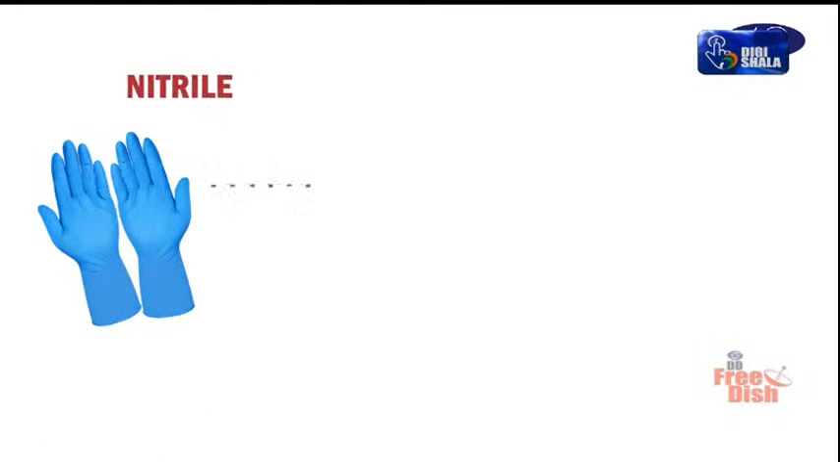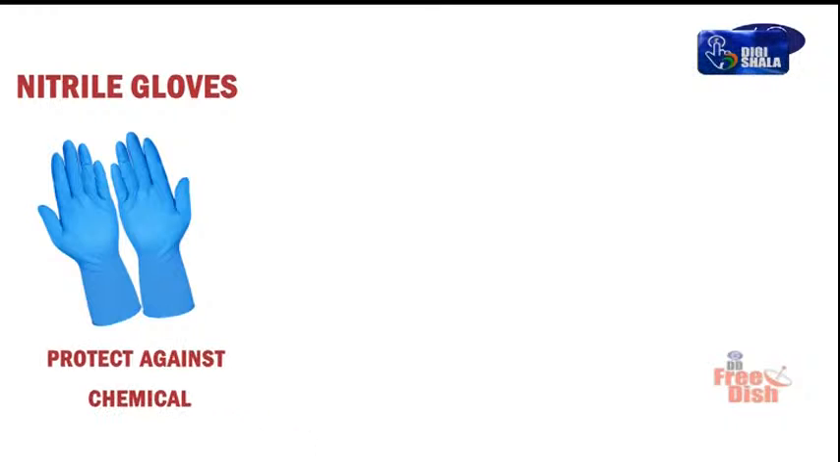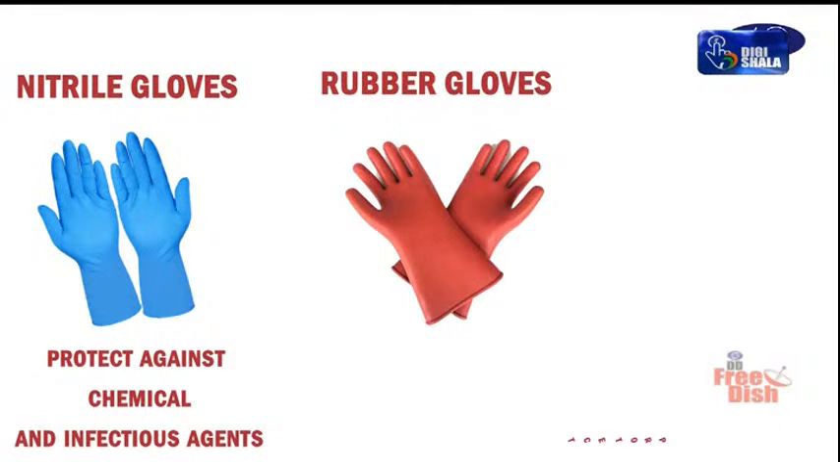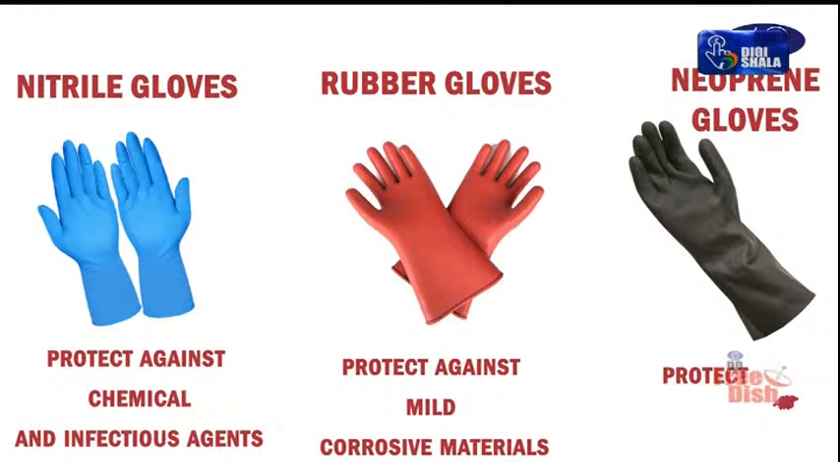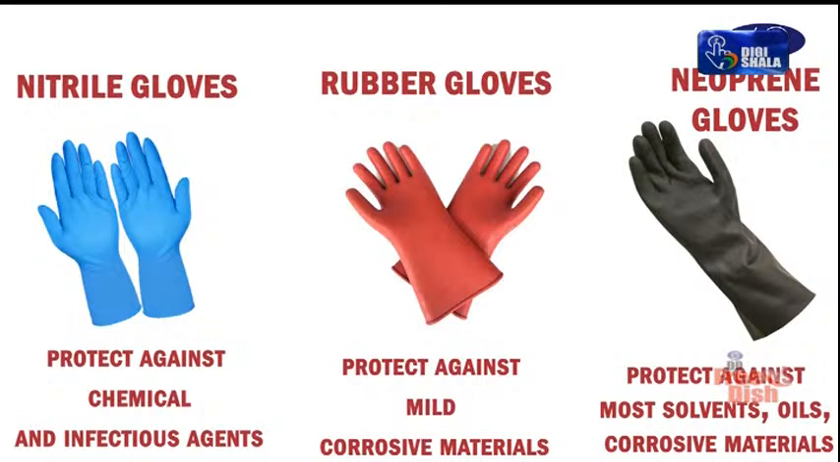For example, nitrile gloves protect against most chemicals and infectious agents. Rubber gloves protect against mild corrosive material. Neoprene gloves protect against most solvents, oils and mild corrosive materials.